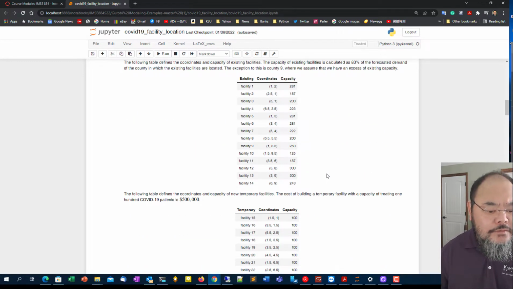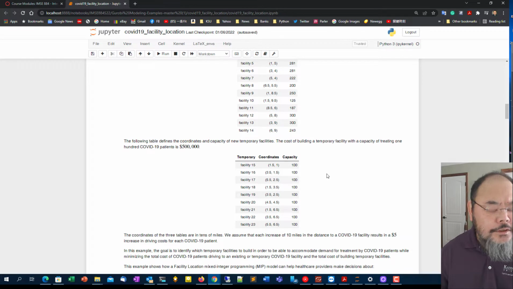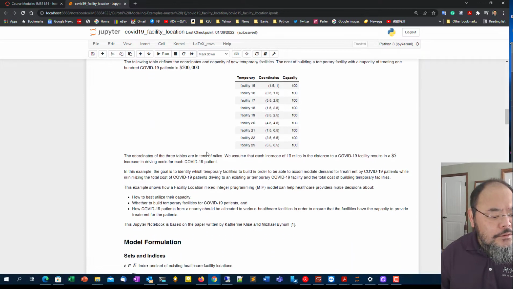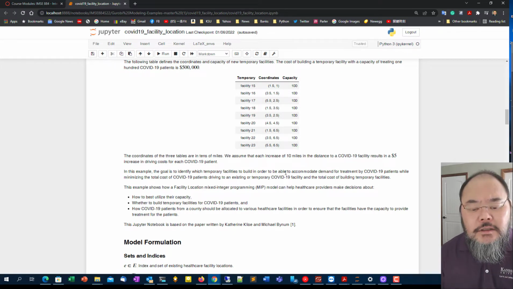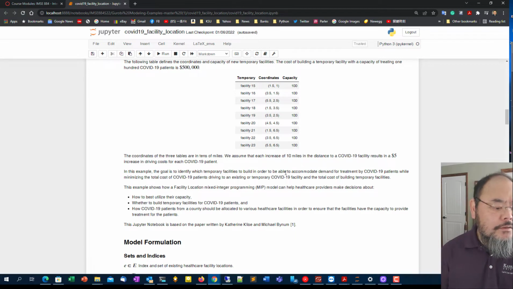Here we have the consideration for temporary facilities, which need to be expanded. And here we actually have another 8 of them to potentially build temporary facilities to treat 100 COVID patients, at about $500,000 each. The coordinates of these 3 tables are in 10 miles, and we assume that each 10 miles of distance has an associated travel cost of $5 per mile.